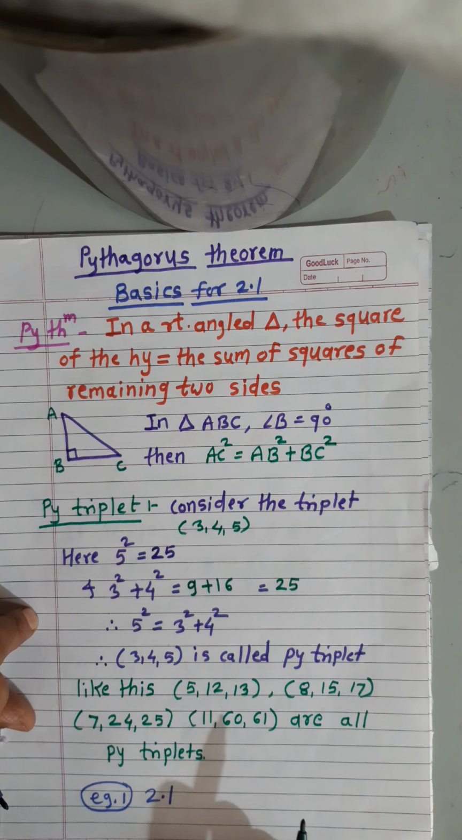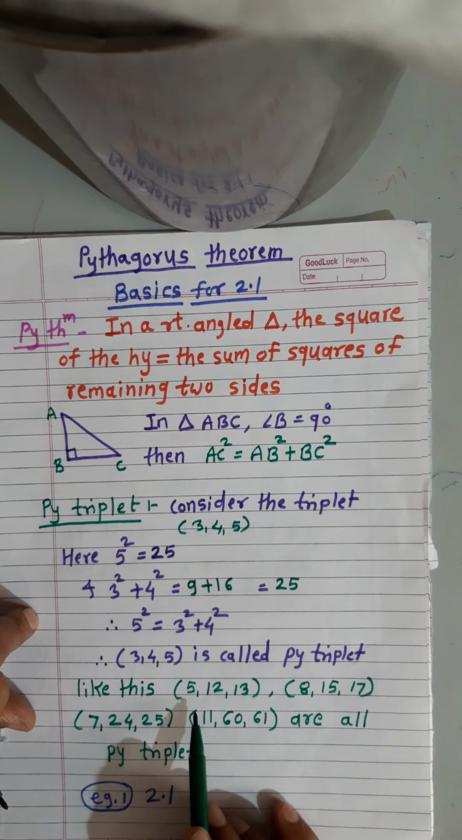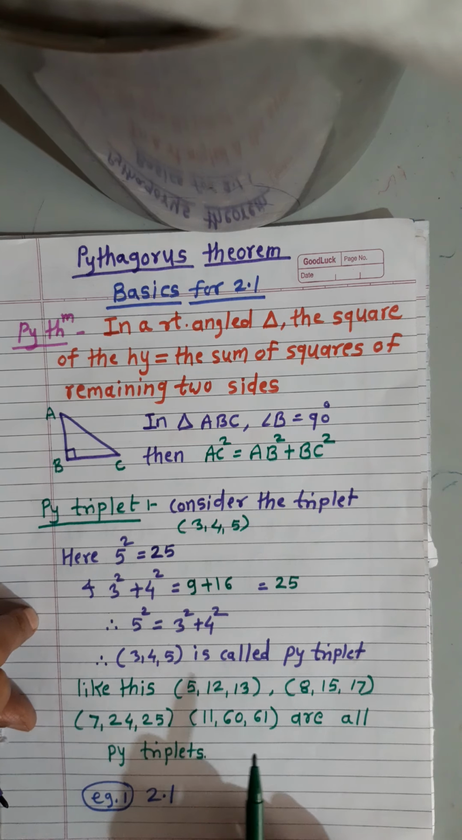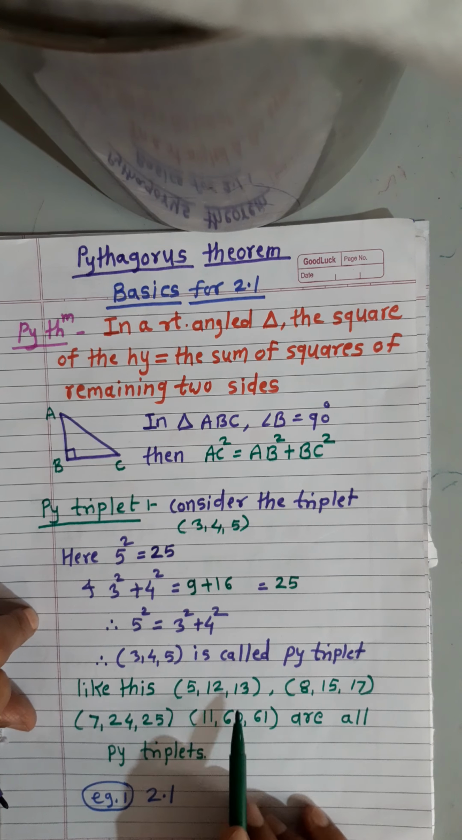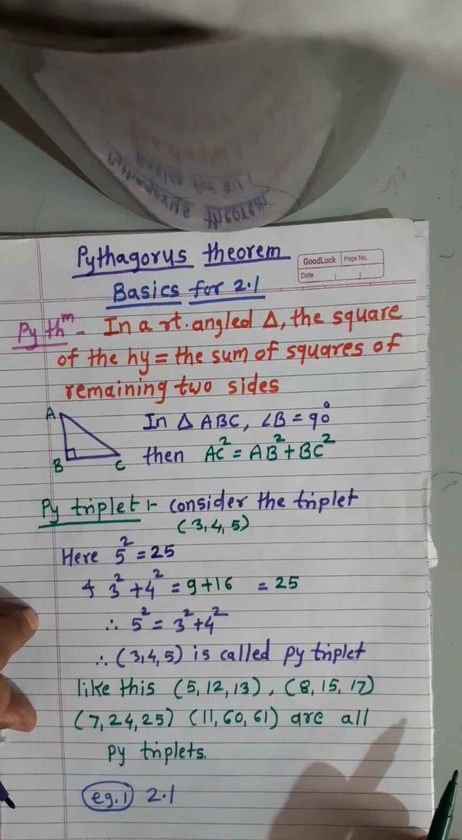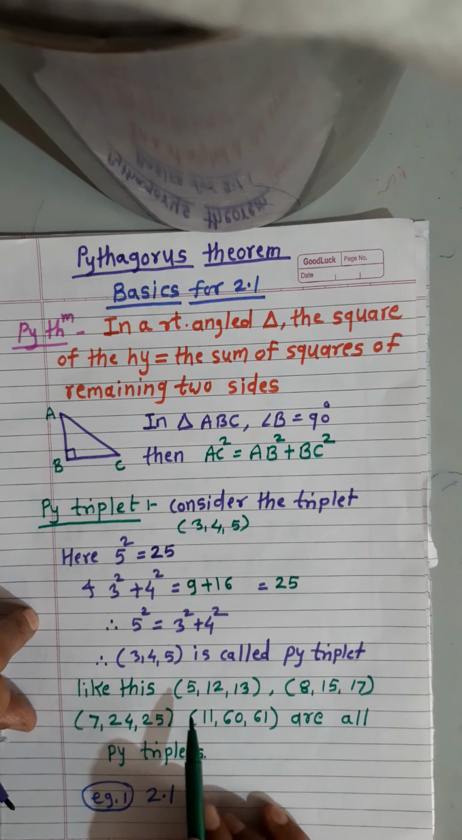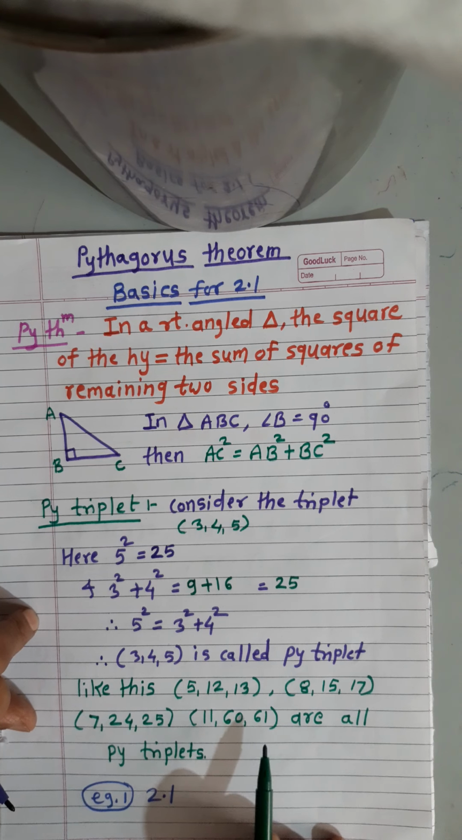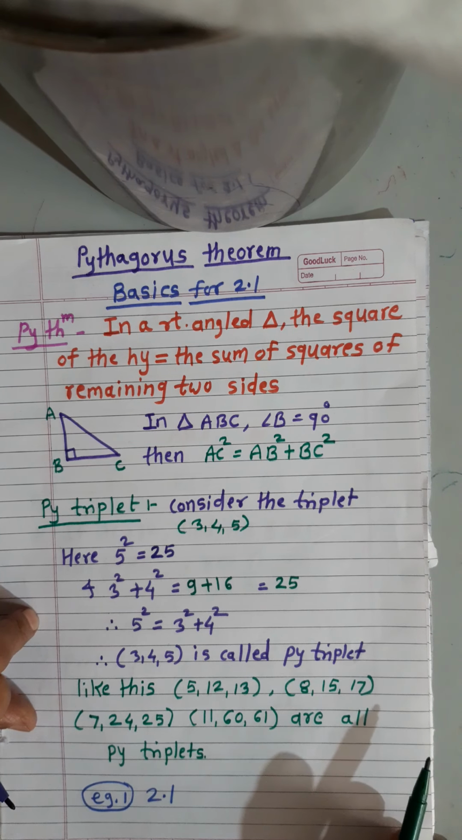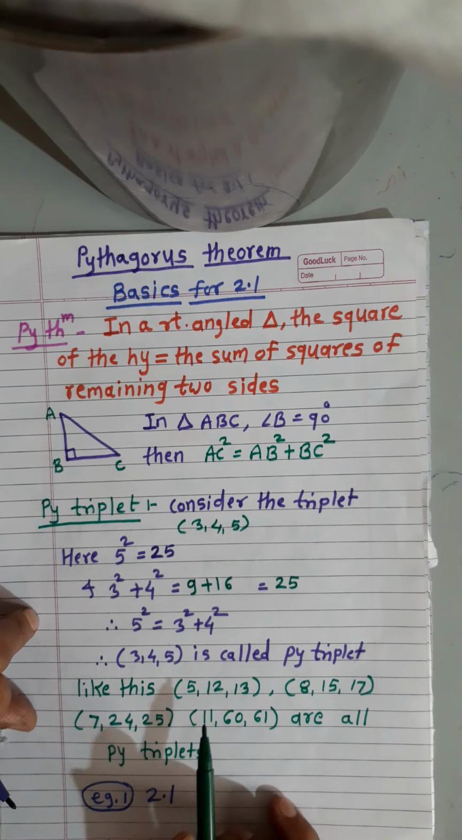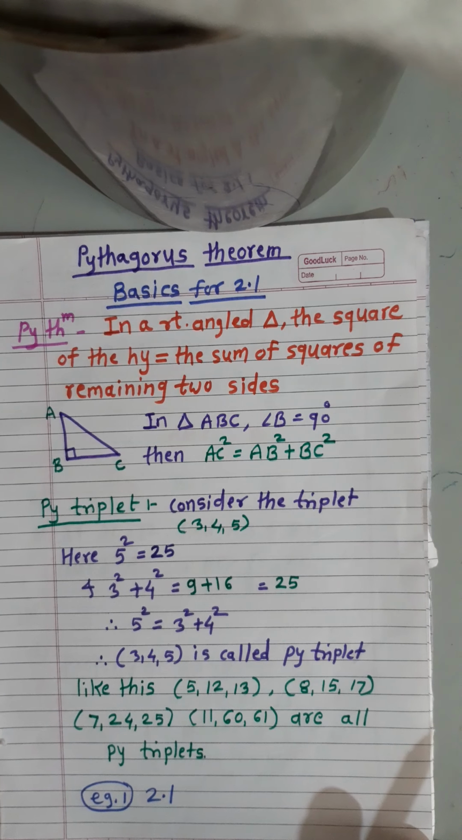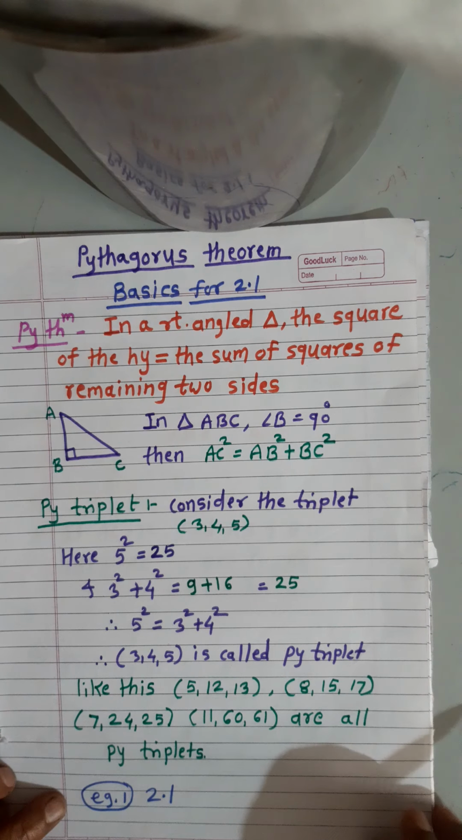You can check this. How do we check? Now suppose this is the triplet 5, 12, 13. Take the square of 13, which is the bigger number here. Its square is 169. Now take the sum of the squares of the remaining two numbers. Its sum is also 169. And therefore 13 square equals 5 square plus 12 square, and therefore it is a Pythagoras triplet. All these are Pythagoras triplets. In 2.1, example 1 is based on this.